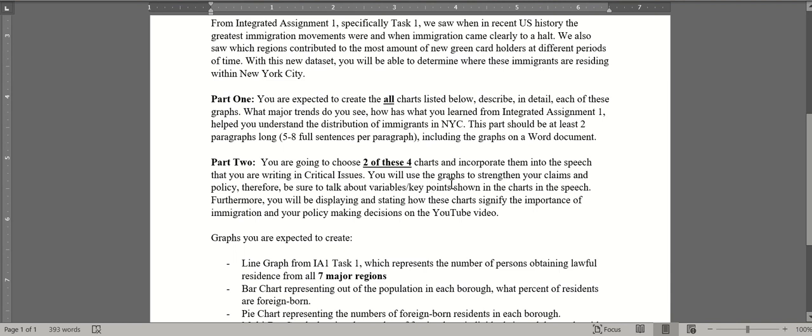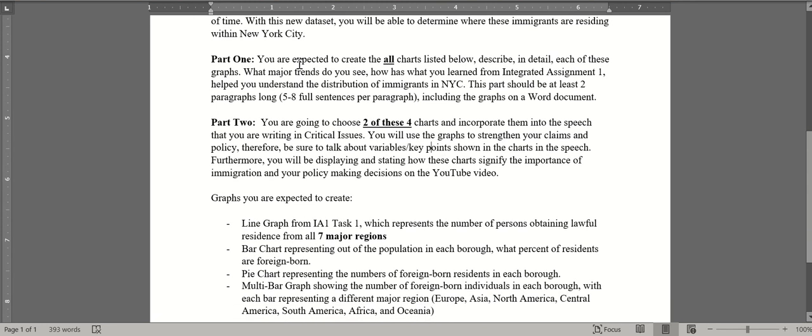There are different ways you could do it. You could also put one chart at a time, and then underneath each one of the charts you could write a description about them, right? But all in all, it should be 2 paragraphs altogether, right? So that's part 1, right? You're going to give me 4 charts.